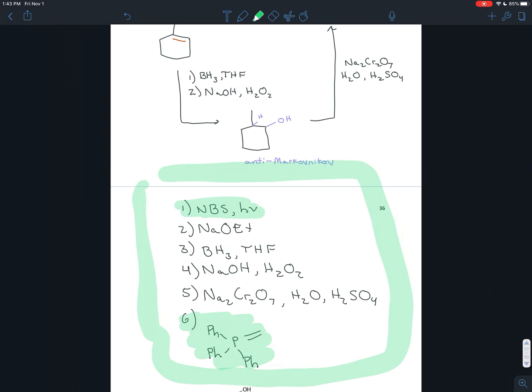You learned about NBS and light or heat in Organic Chemistry 1, and we've used it before in our class to put, for example, a bromine on the benzylic position. You spent a whole chapter learning about elimination reactions in Organic Chemistry 1. You spent a whole chapter learning about addition reactions in Organic Chemistry 1. And oxidation and reduction you learned about in the alcohol chapter, which hopefully you would have done in Organic Chemistry 1, but if not, we have used sodium dichromate to oxidize things like the benzylic position before in this class.